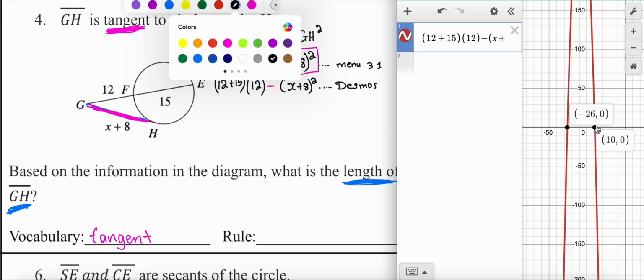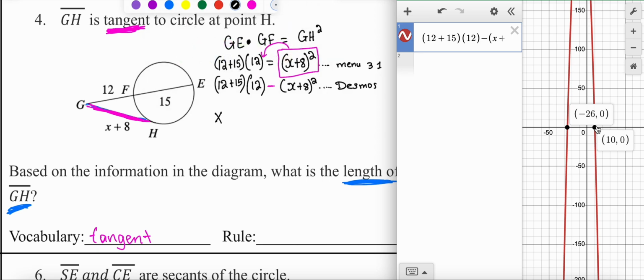So then it means that x is going to equal negative 26 and x is equal to 10. So we have two values for x because we have an exponent of 2. This x is negative and this x is positive. So we'll never use a negative x in this particular case. So we're not going to be using this one. We're going to be using x equal 10. So if we use x equal 10, we're going to solve for the length of GH.